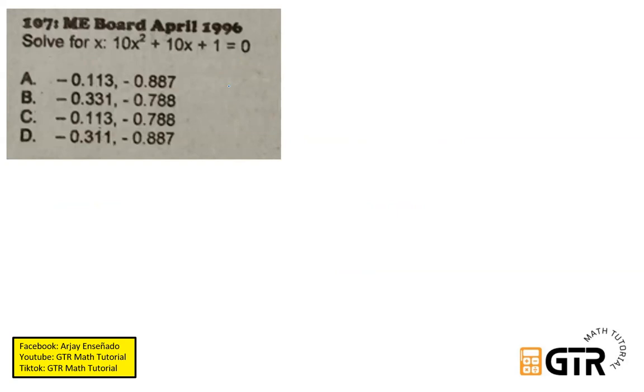Solve for x. So we have solve for x, 10x squared plus 10x plus 1. So malinaw naman ang mga choices natin ay hindi eksaktong mga numbers. So ibig sabihin, hindi pwede dito ang factoring. So gamitan na lang natin ito ng quadratic formula. Okay, quadratic formula, x equals negative b plus or minus square root of b squared minus 4ac all divided by 2a.